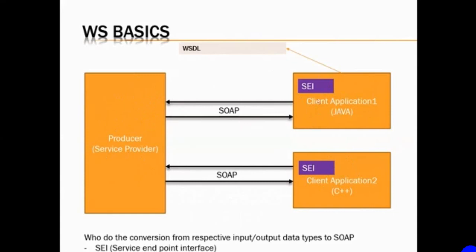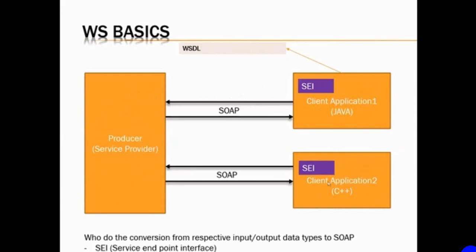So in this client application, what I need to do, in my Java program, I am trying to call a web service, right? Whatever Java program I wrote, that Java program has to be converted into XML format so that we can send it to the producer saying that, hey, this method is being called with these parameters.